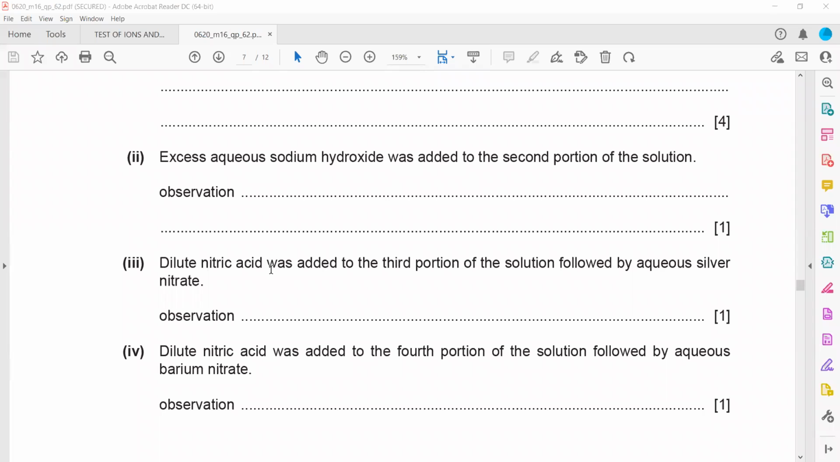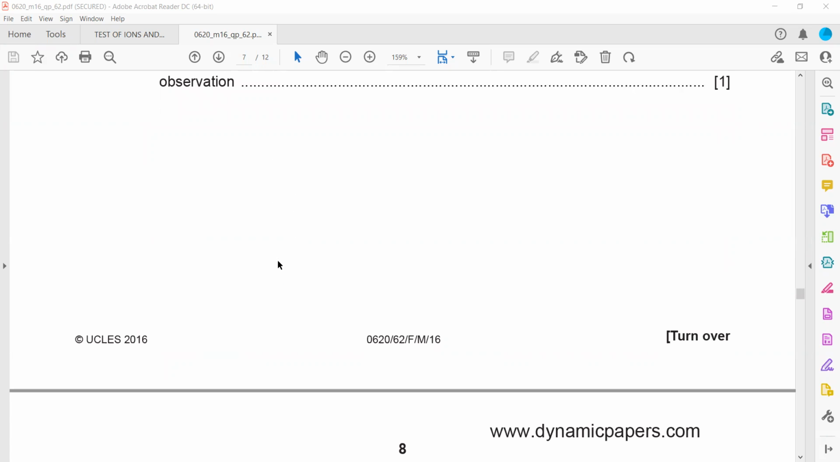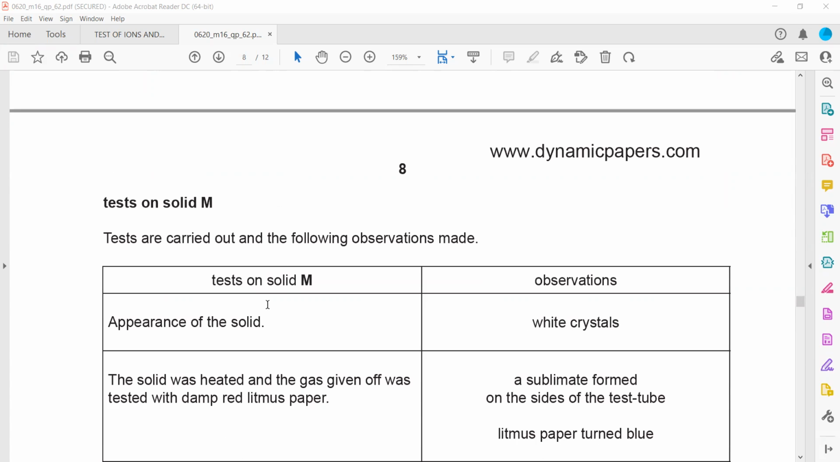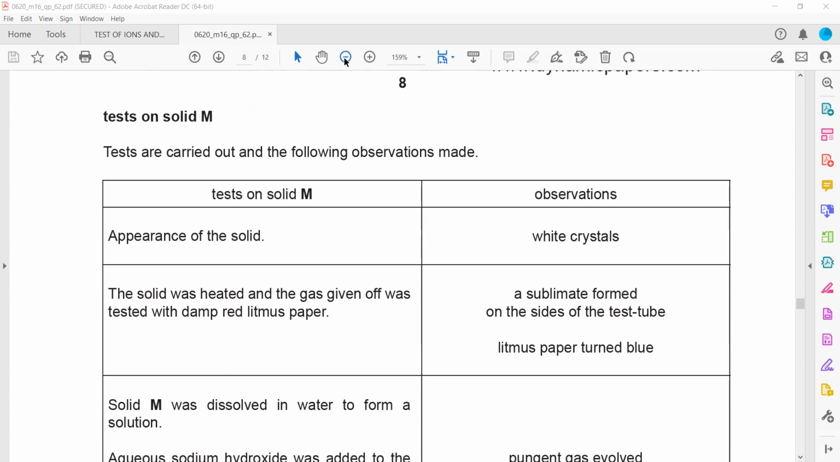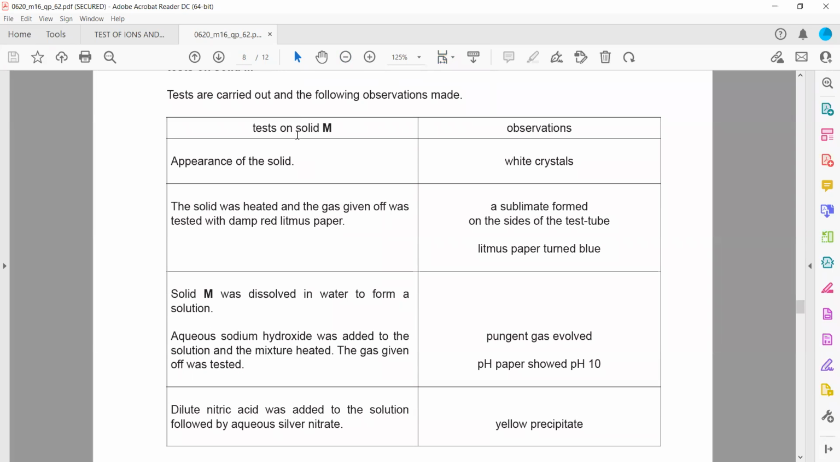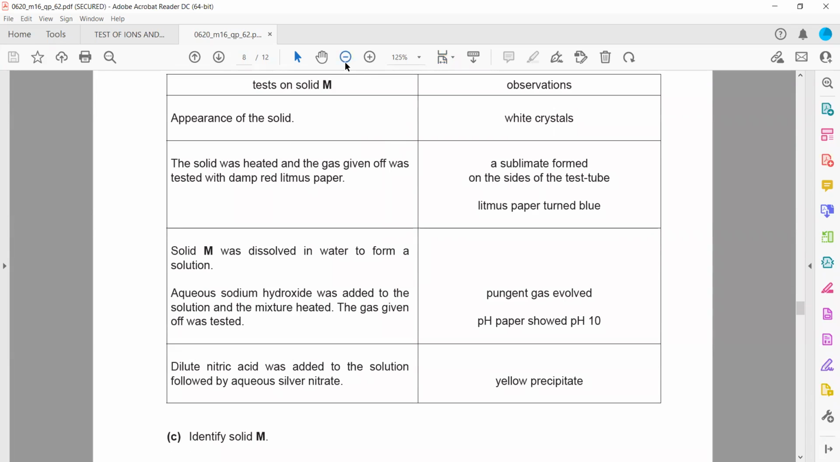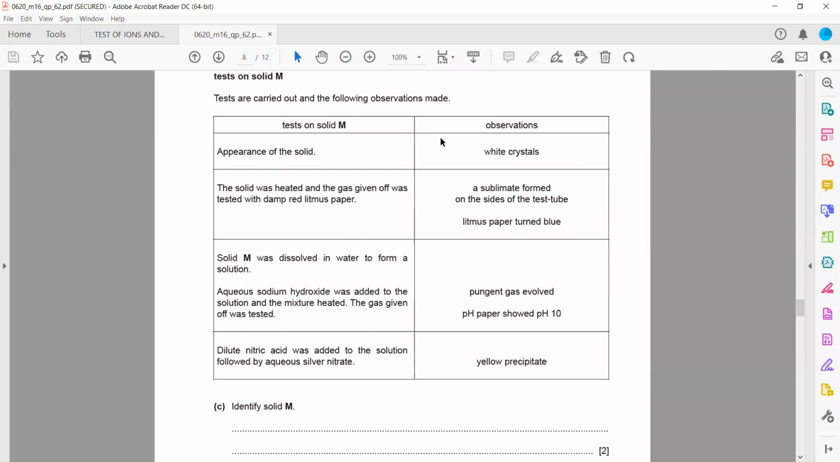If the ion is not present in the solution and you are doing a test for that ion, in that case, you will mention there is no change or no reaction. Test on solid M. So we have a solid M. Tests are carried out and the following observations are made. The first thing, it's a white crystal.